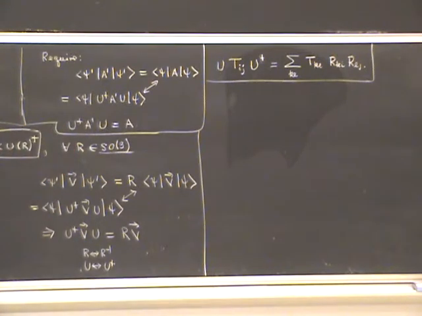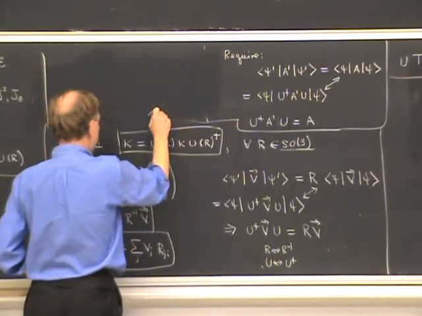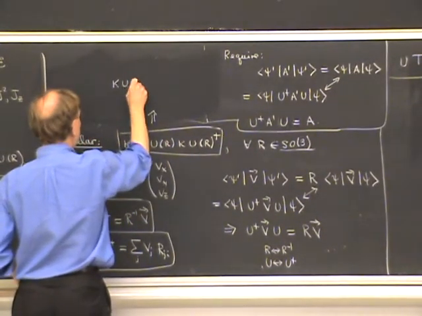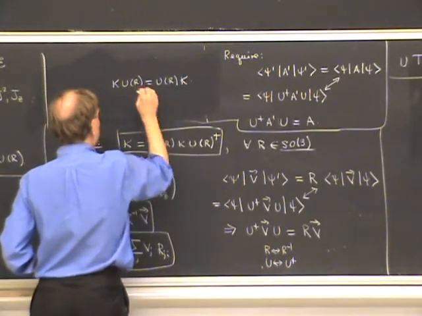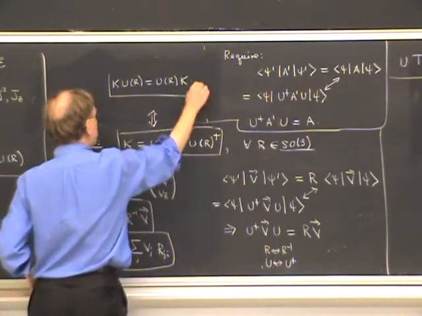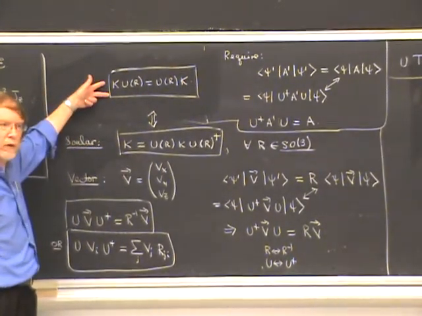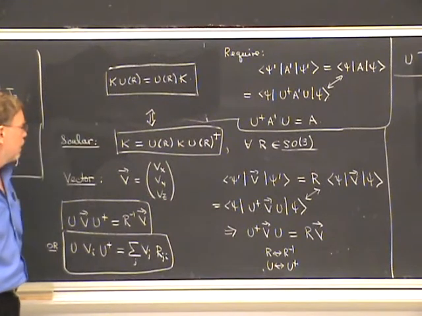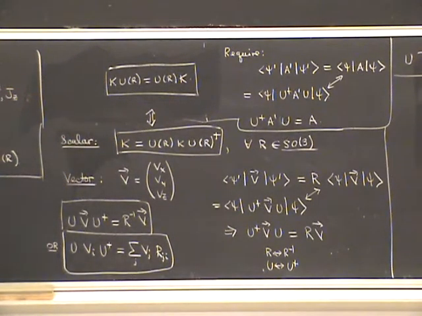Let me, first of all, take the scalar, which is the simplest case here. Let me erase this to make a little room. It's pretty obvious just from the definition that if I multiply by u of r on the other side, this is equivalent to saying that k times u of r is equal to u of r times k. And so, in fact, it works both ways. And so this is another definition of the scalar operator. A scalar operator is one that commutes with all rotation operators, as you see. Or if the rotated operator is the same as the original operator, it means the same thing.